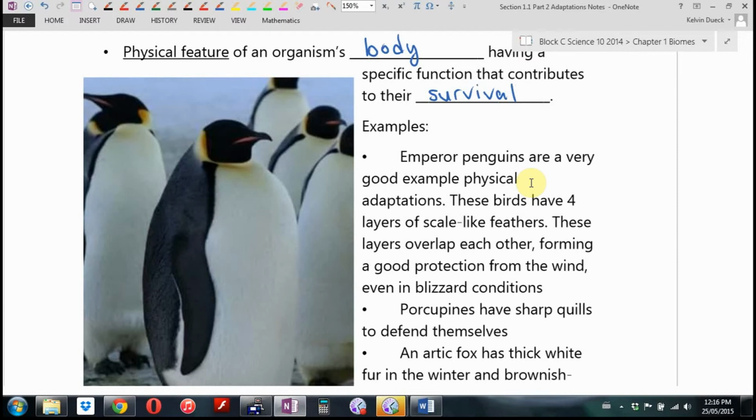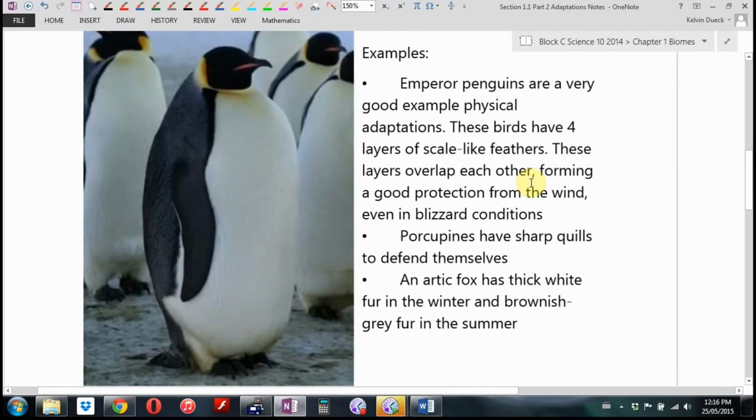Another great example of a structural adaptation, porcupines. What would the structural adaptation be? Quills. Okay? An Arctic fox has thick white fur in the winter, brownish gray fur in the summer. Why would you want white fur in the winter? Snow. Okay? Why would you not want white fur in the summer? You'd be standing out then.